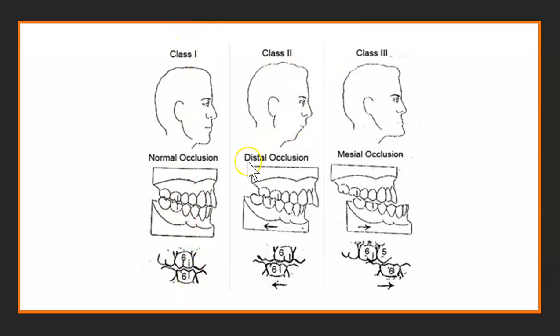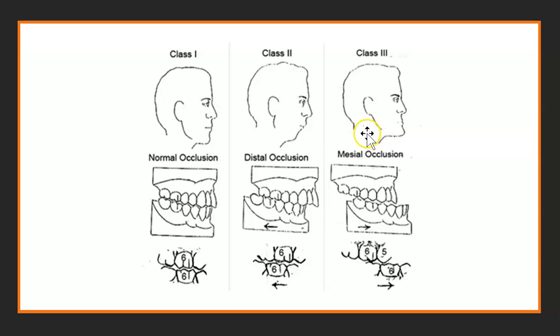Class 2, also known as distal occlusion, because look what happens to the mandible. It goes back. It shifts distally, right? And so if the mandible is distal, then the mesiobuccal cusp is now in front of the buccal groove. So this is considered class 2. And there's class 2 div 1 and class 2 div 2. Div 1 is when your teeth are straight like that. Div 2 is when your central incisors have tipped in lingually.